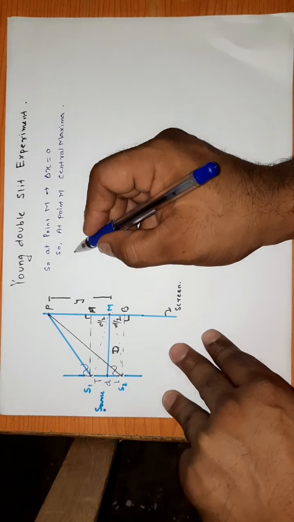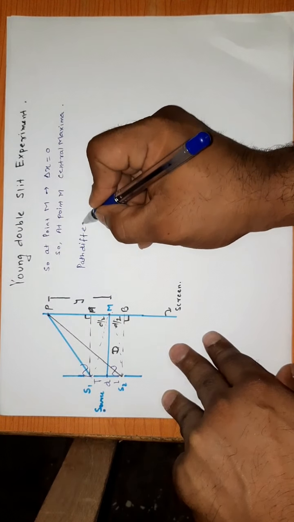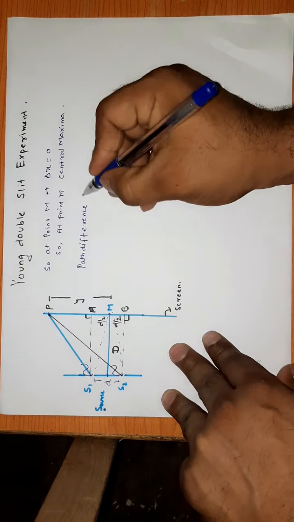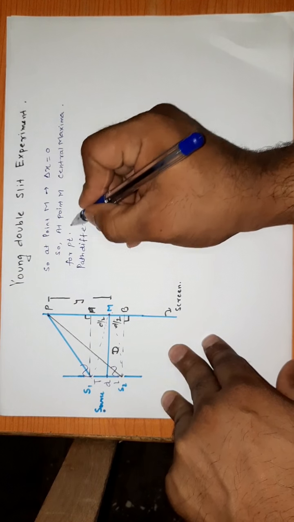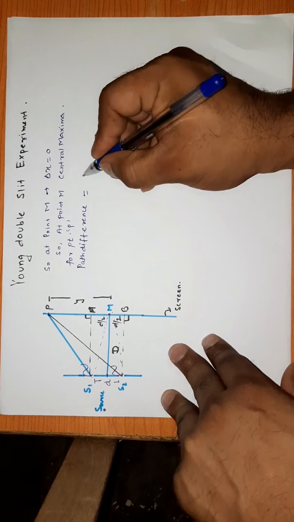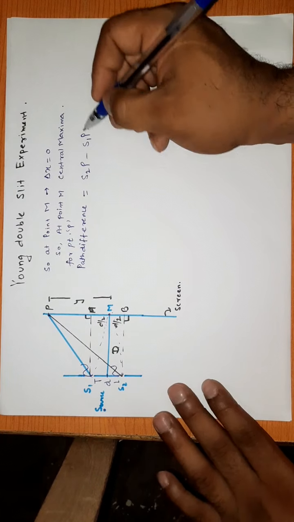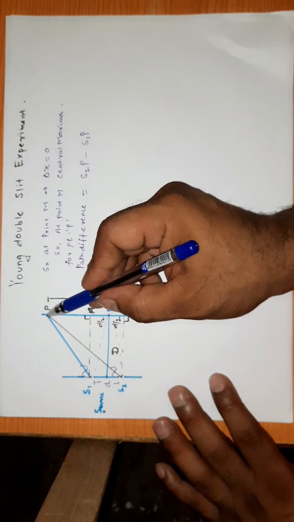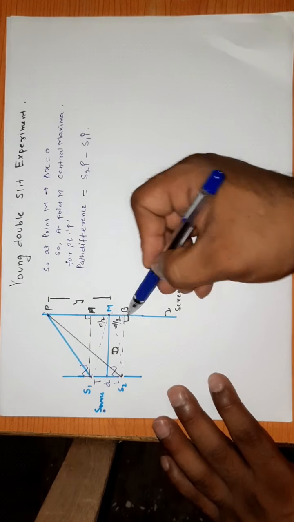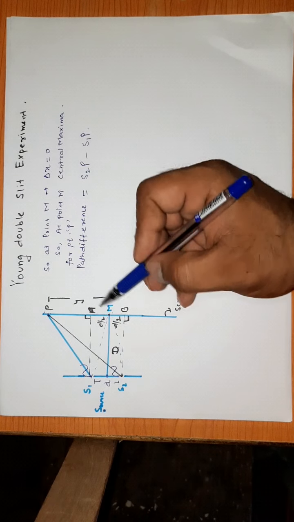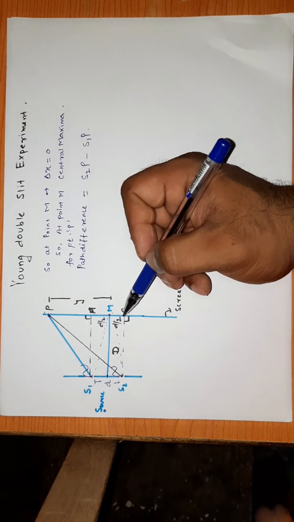Then what is the path difference? So for point P, the path difference is equal to S2P minus S1P. How can we find it? We will take two triangles. One triangle is S1PA, another is S2PB. In S1PA, A is 90 degrees, and in S2PB, B is 90 degrees. We will use the Pythagoras theorem and derive this.